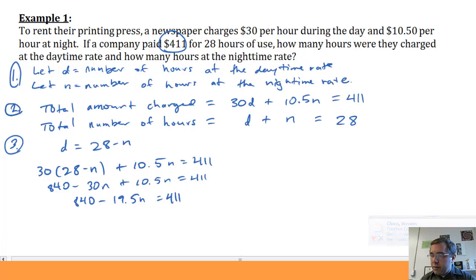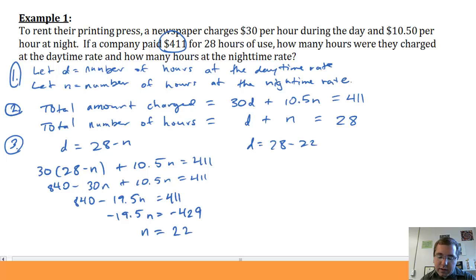So then we've got 840 minus 19.5N equals 411. If we subtract 840 to the other side, then negative 19.5N equals negative 429. And dividing both sides by negative 19.5 tells us that N is exactly 22. Okay, we're not done solving the system yet. We still need to find D. So we go back. We know that D was 28 minus N, so we do 28 minus 22. So D must be 6.